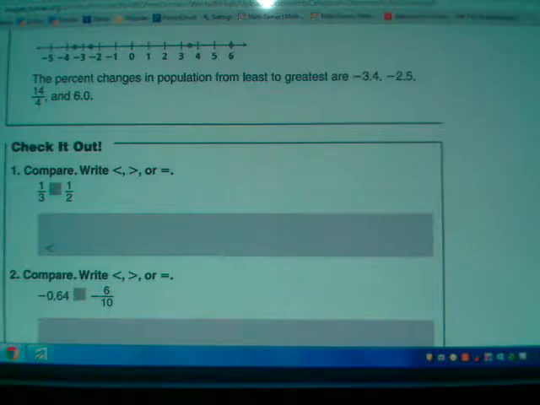Okay, we'll continue on with the next example here. And the next example is talking about now arranging numbers in order on a number line from least to greatest.